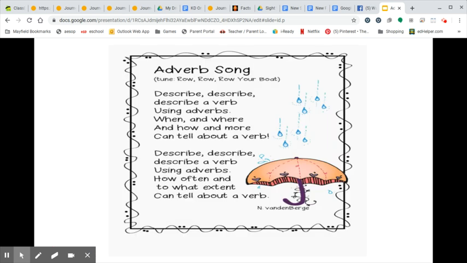I have an adverb song that I want to sing with you, and it might help you remember what an adverb is. It's to the tune of Row, Row, Row Your Boat, so you can try it with me.